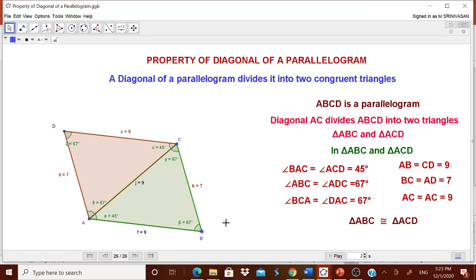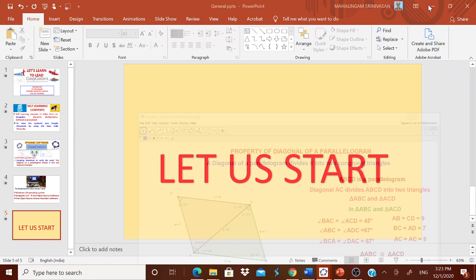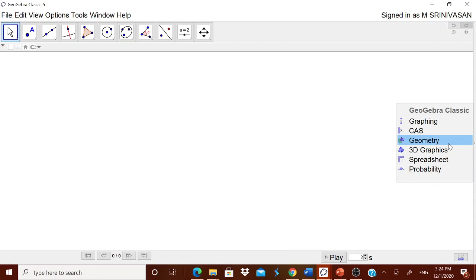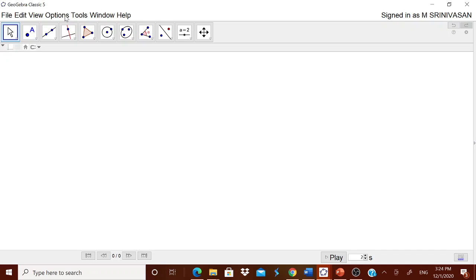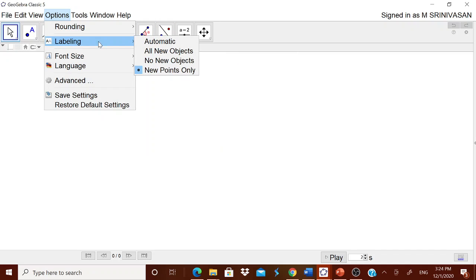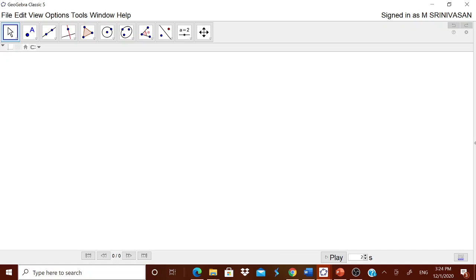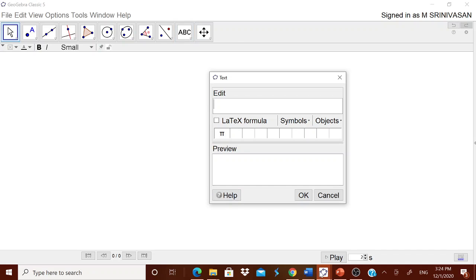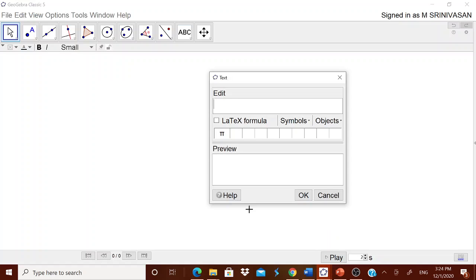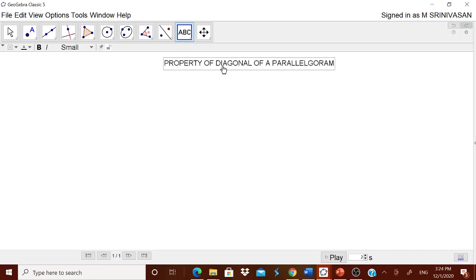Okay, let us try to design this worksheet from scratch. I have taken GeoGebra Classic 5 worksheet, geometry view, and in options, we have to select rounding off to 0 decimal places and labeling of new points only. And the navigation bar is activated. Let us go to the text. It is always better to give a heading to the worksheet which you are preparing, so that you can have a kind of discussion with the children. I have written property of diagonal of a parallelogram, and you can ask them to list out the properties of diagonal. The child will tell the diagonals bisect each other and so on.